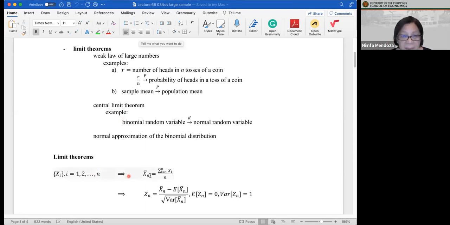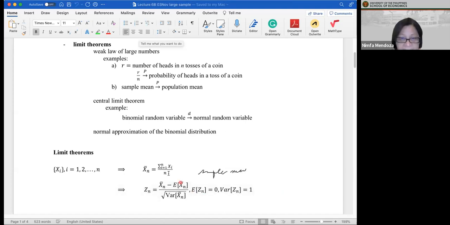So what is X bar sub n? Let us define that as the sum of X sub i, i going from 1 to n, over n. This is what we call the sample mean: the sum of X sub i going from 1 to n divided by n.